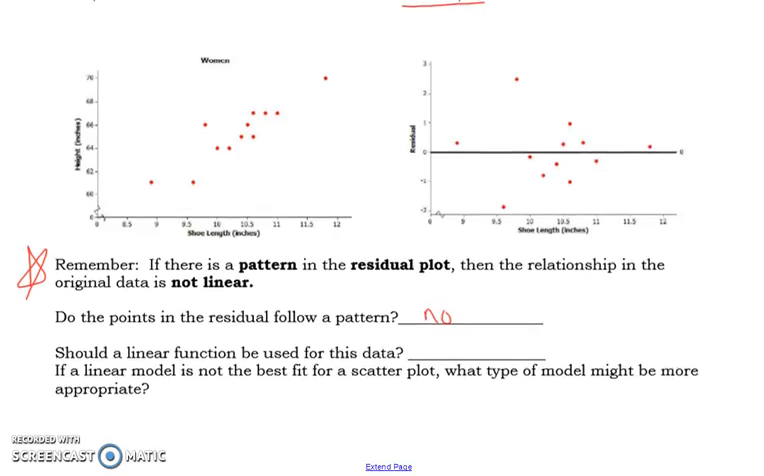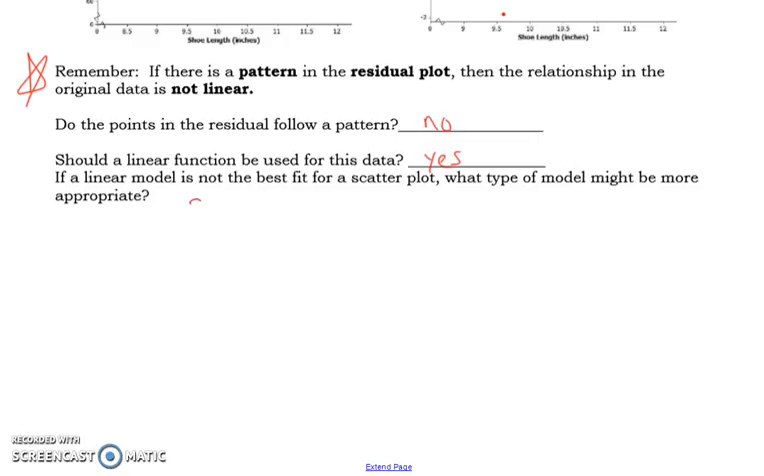So should we use a linear function for this data? And the answer is yes. Because the residuals are random, a linear model is the best fit. And it says, if a linear model is not the best fit, what type of model would be more appropriate? We already determined that we do want to use a linear fit. But if there was a pattern there, we might want to use an exponential regression or a quadratic regression. So if our residuals gave us some kind of a pattern, we would do a quadratic or an exponential regression.